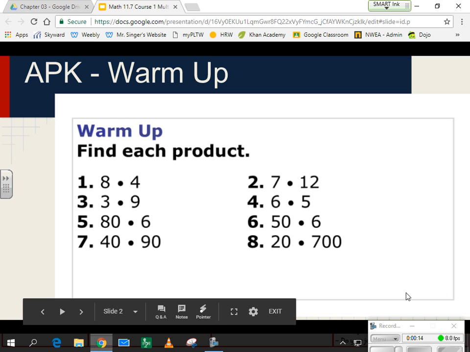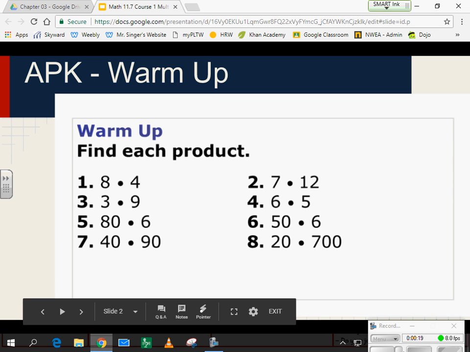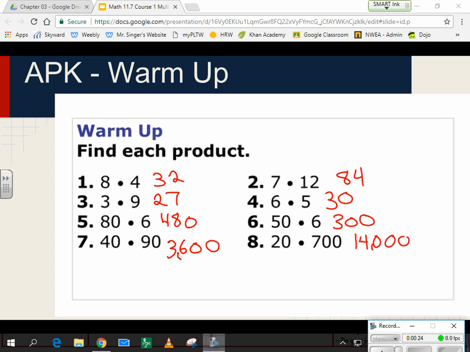All right, here's your warm-up. 8 simple multiplication problems. Don't let the zeros make you scared. Come back when you're done. All right, hopefully you got the same answers I did on these 8 problems and it wasn't too difficult for you. Now that your brain's working, let's get into today's lesson.